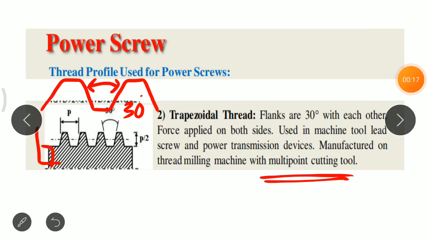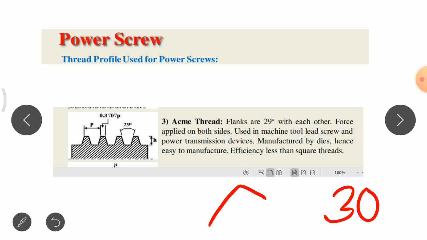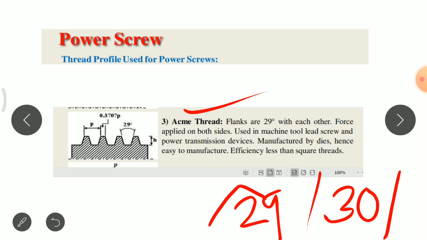And the next point, that is the next thread, is the Acme thread. As we know, trapezoidal threads have an angle of 30 degrees, and when that angle is below 32 degrees, that is 29 degrees, this type of thread is called an Acme thread. The only difference is the angle of the thread, that is, between the two flanks.